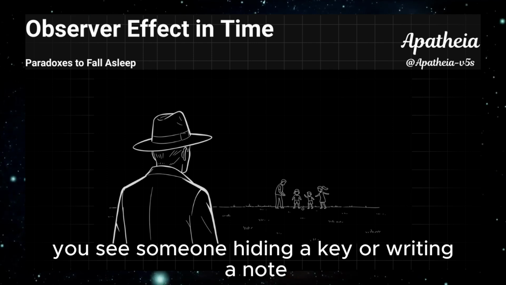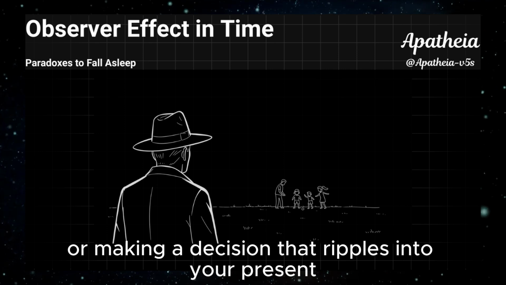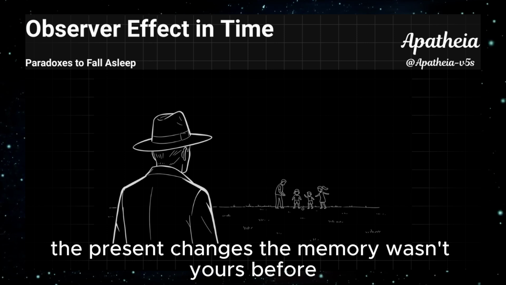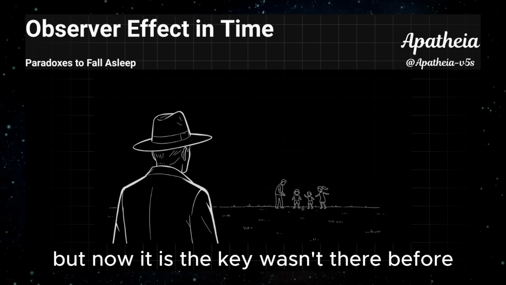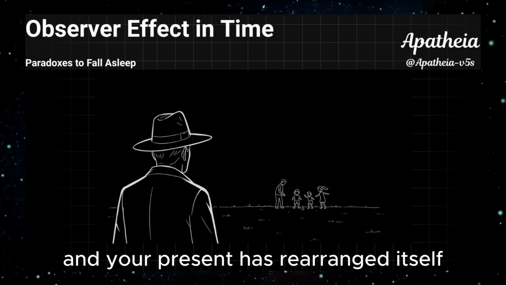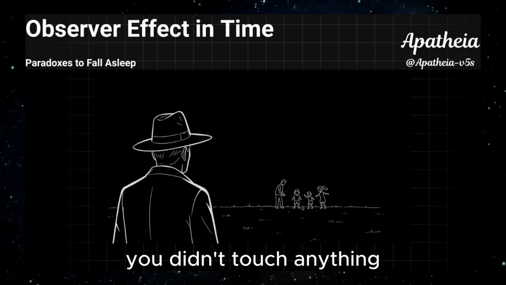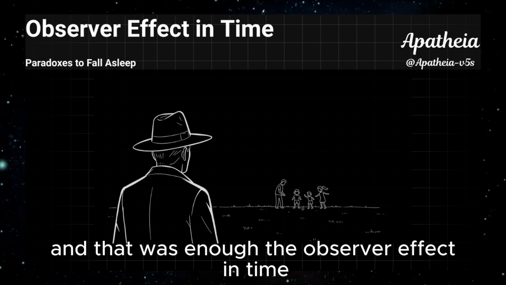You see someone hiding a key, or writing a note, or making a decision that ripples into your present. But here's the twist. Now that you've seen it, the present changes. The memory wasn't yours before, but now it is. The key wasn't there before, but now it is. You've observed the past, and your present has rearranged itself to make room for what you saw. You didn't touch anything. You didn't interfere. You simply looked. And that was enough.